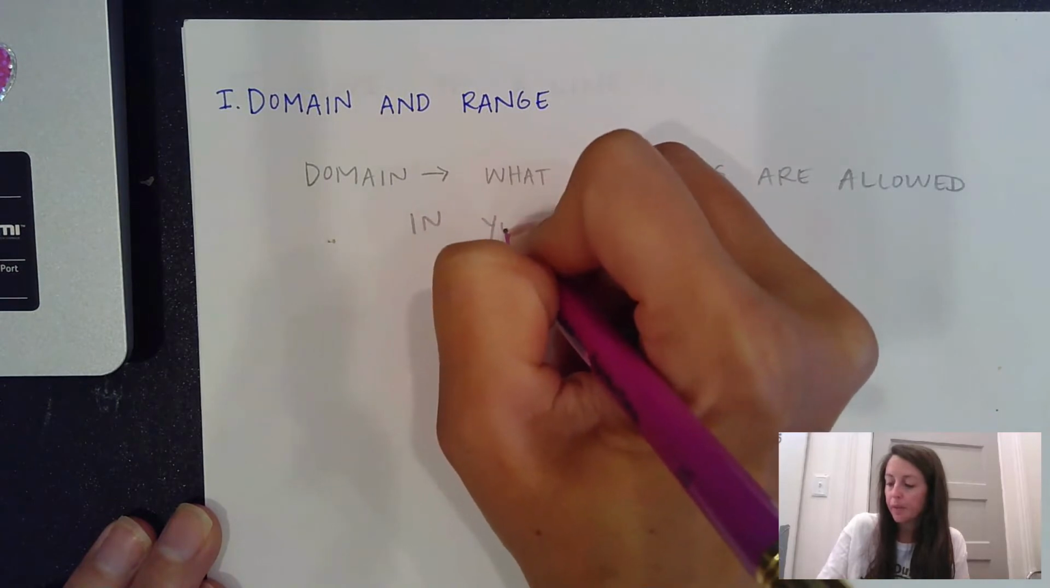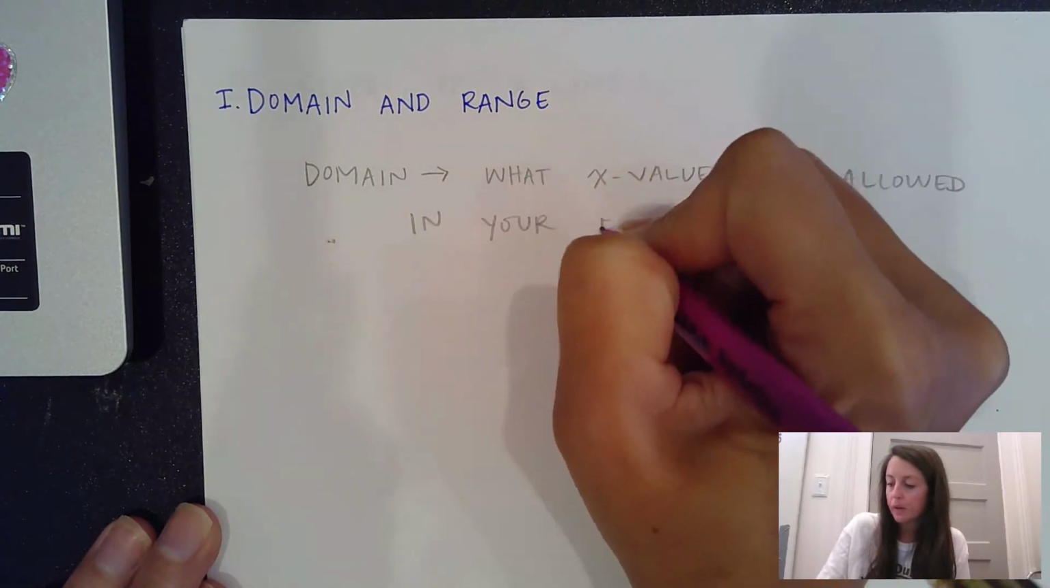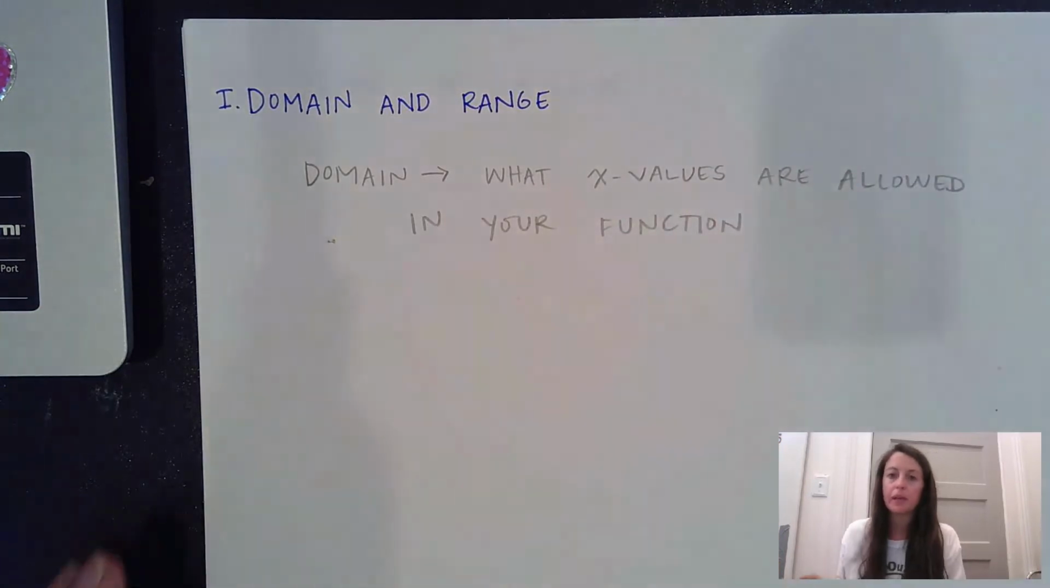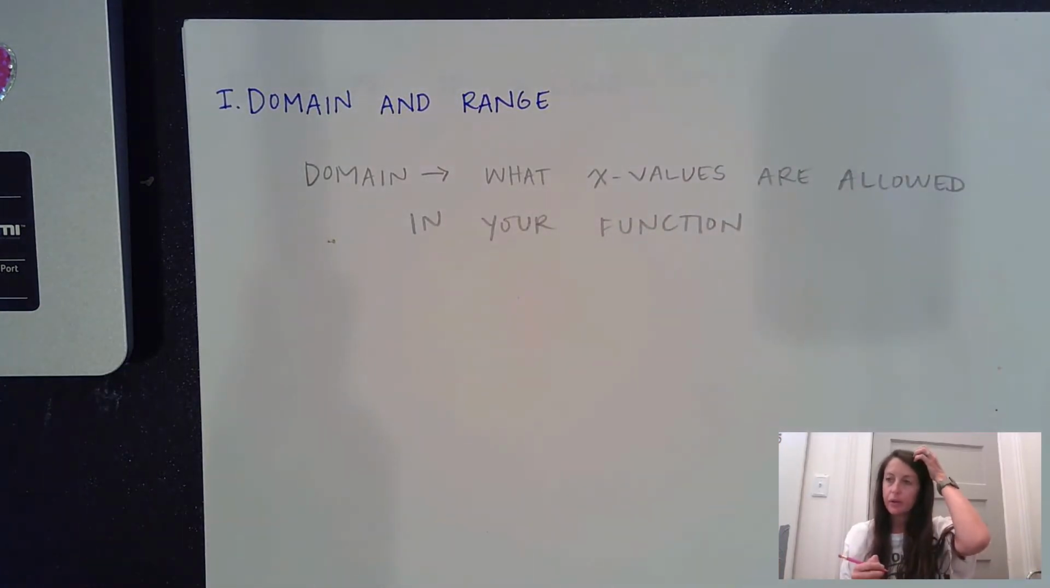We'll learn some other ways to figure out the domain of different functions. So if you had a linear function, usually with linear functions you can plug in anything you want for the x value. So the domain is usually from negative infinity to infinity. Same thing with quadratics: you can plug in anything you want. So the domain is usually from negative infinity to infinity.